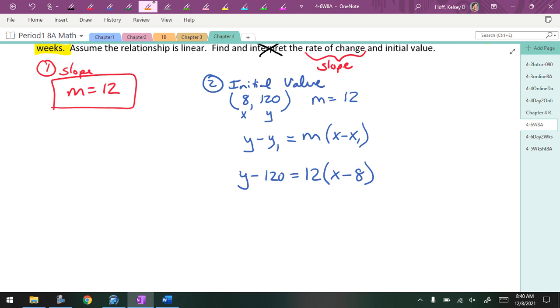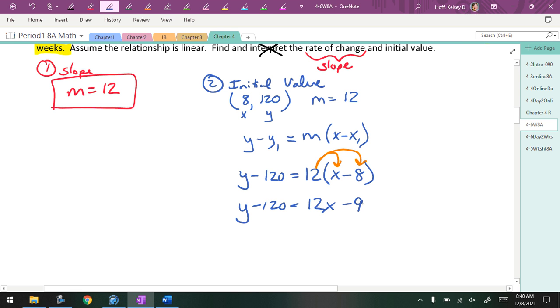We got to distribute that slope through there. 12 times x and 12 times negative 8. So y minus 120 equals, what's 12 times x? 12x. 12 times negative 8. Negative 96.